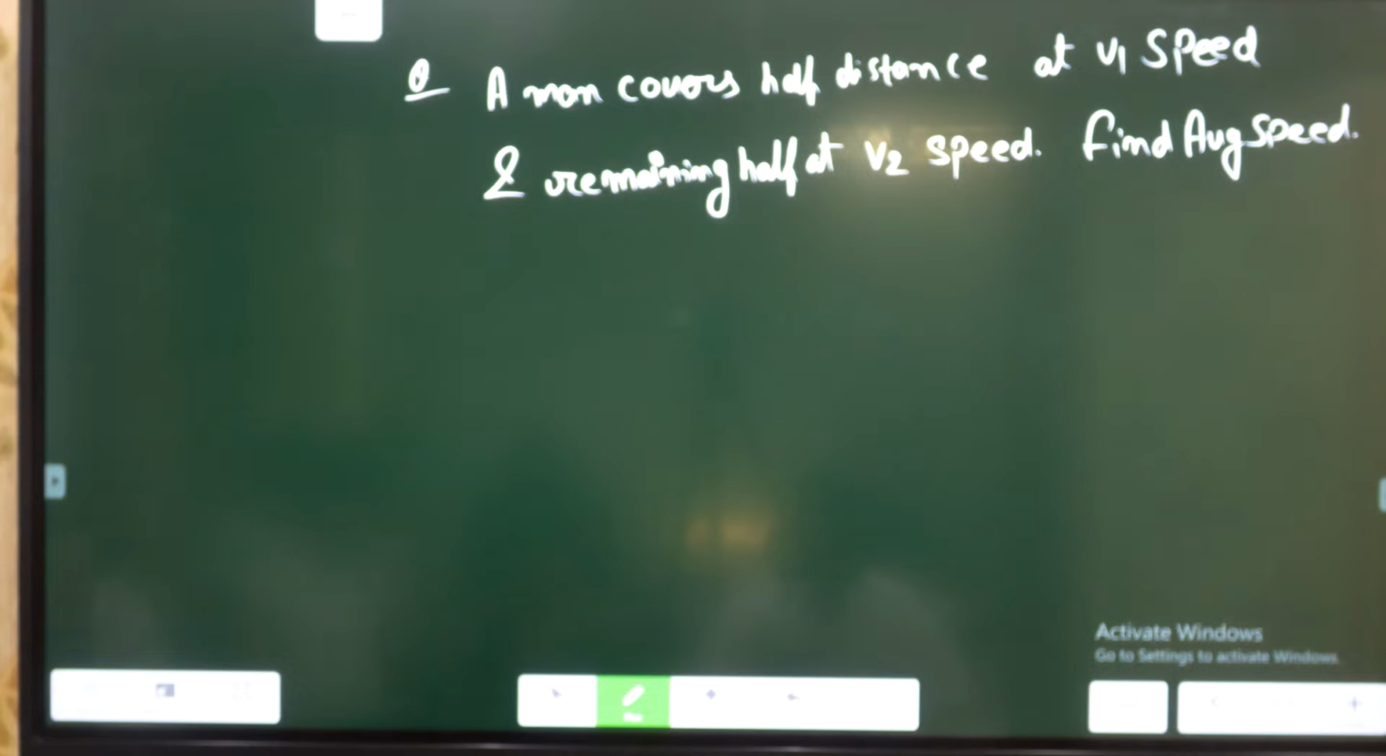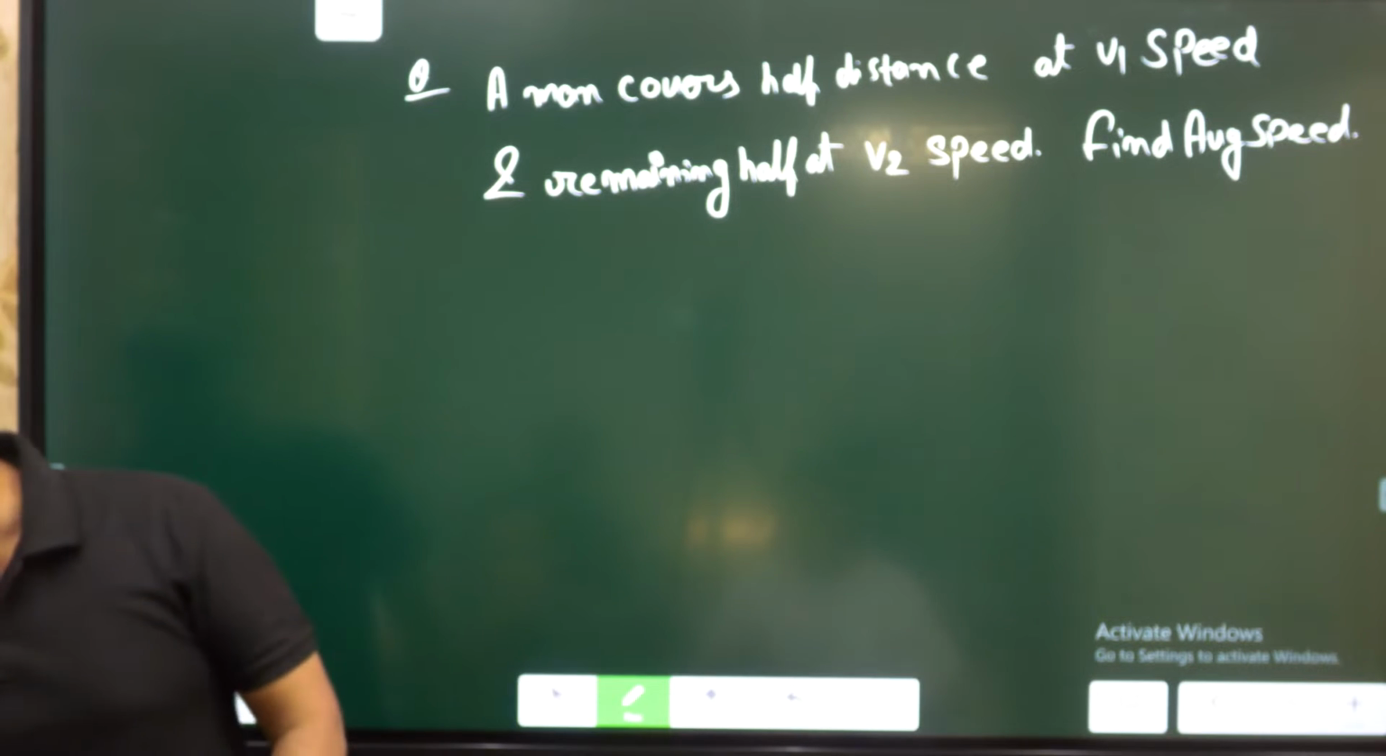Actually, we'll take distance by the formula V1, T1. First we'll assume T1 for V1 distance. And the distance which we cover in the other half will be covered by speed V2 in time T2. So distance 1 will be V1 T1 and distance 2 will be V2 T2. We'll add these two distances: V1 T1 plus V2 T2 upon T1 plus T2.